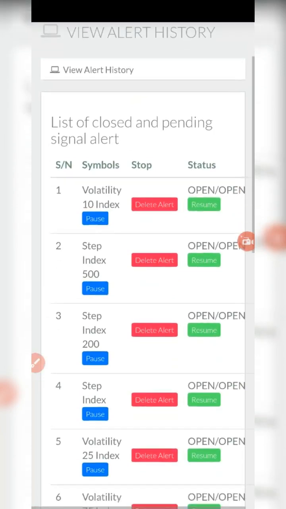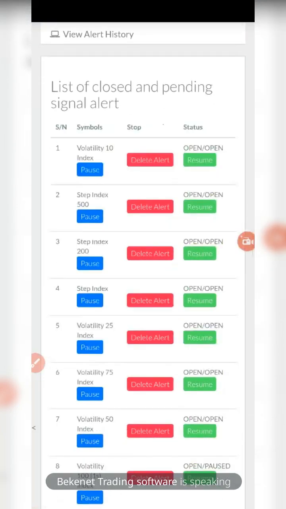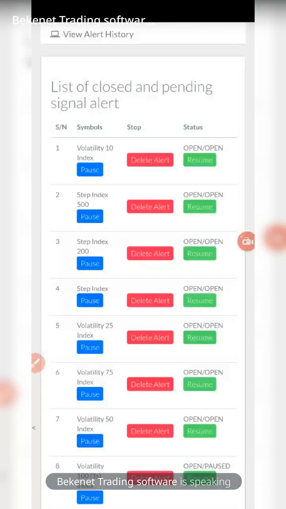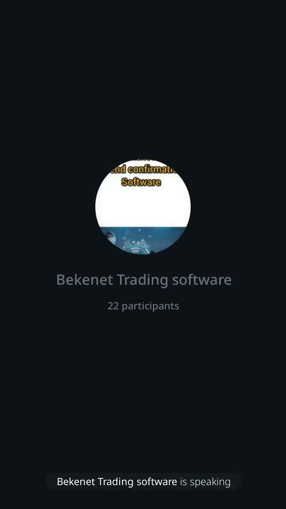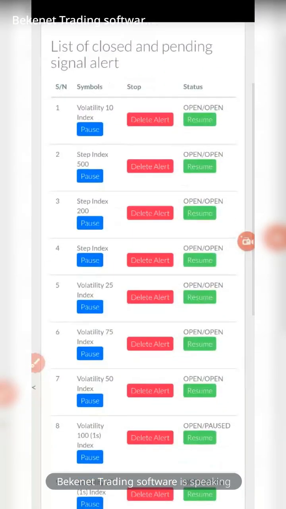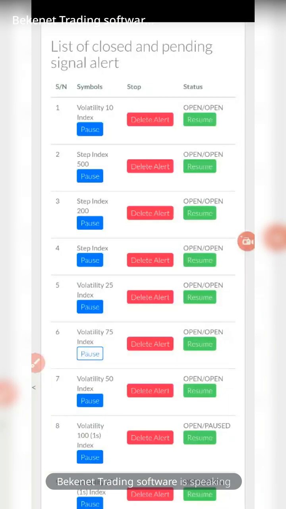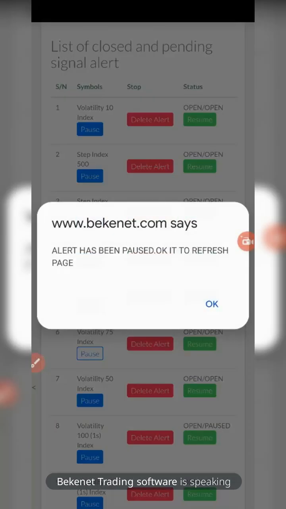You see all the pairs loaded here. Now, this key level notification is different from the other ones. The other ones, once they notify you, they will delete themselves automatically. But this one, they don't delete. The only thing you need to do, if the notification is coming, you've already gotten it, all you need to do is just pause it. Once you click pause, it's going to pause automatically. You're not going to receive notification on that again.